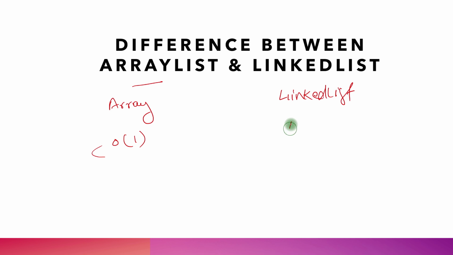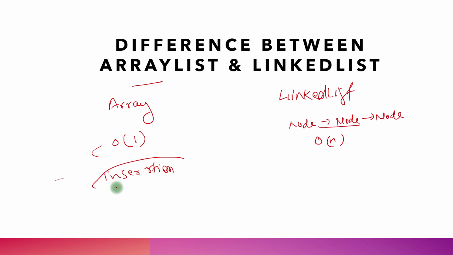In case of linked list, because we have nodes connected to each other, if I have to retrieve any element, I have to traverse the entire linked list. So retrieval is order of n in this case. Whenever we talk about insertion and deletion, array is good up to a certain limit, up to the limit when we are not resizing the array. This is the go-to data structure if we have that size known in advance. But if we don't know that size, then linked list is the go-to data structure.